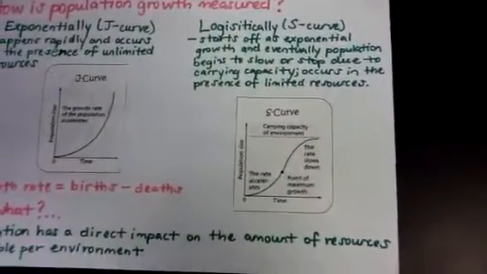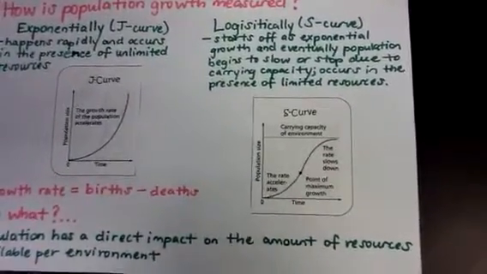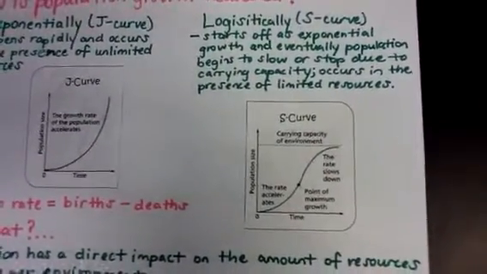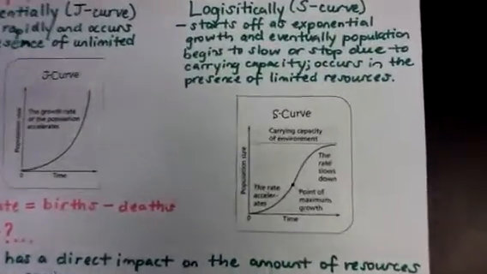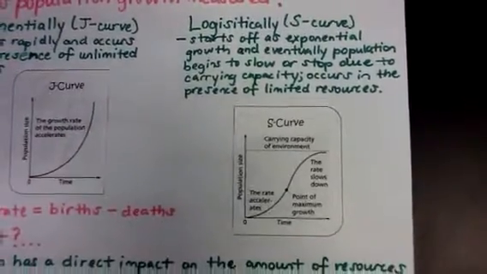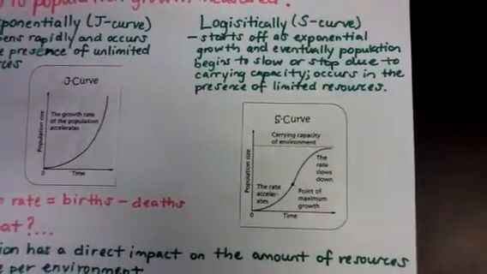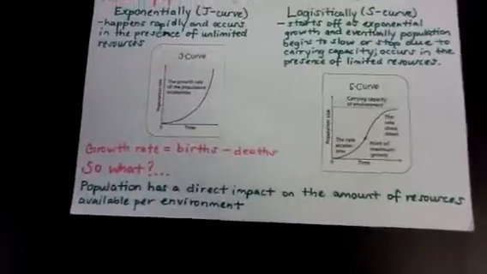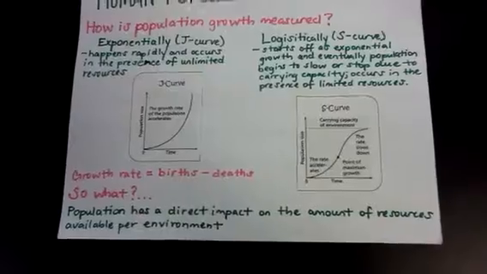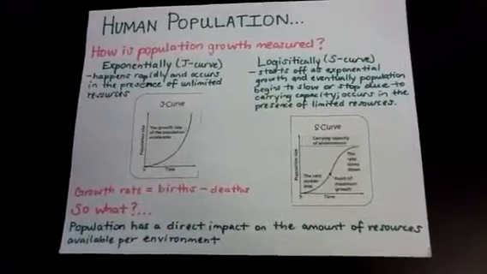Then you have logistic growth, which is going to resemble an S shape or S curve. It starts off exponentially, so the rate accelerates, and then eventually the population begins to slow or stop, and this is due to the carrying capacity. So that perforated or dotted line is the carrying capacity, and it's going to allow the environment to know when the maximum amount of resources can be supplied for that population. So growth rate is going to be equivalent to the amount of births minus the deaths. So what? Why do we care? Population has a direct impact on the amount of resources available per environment.